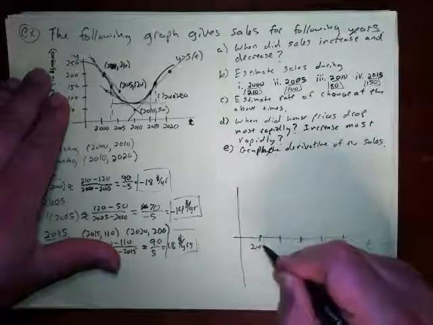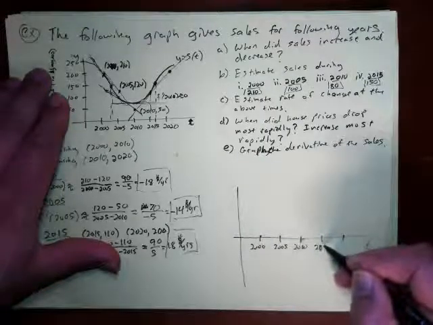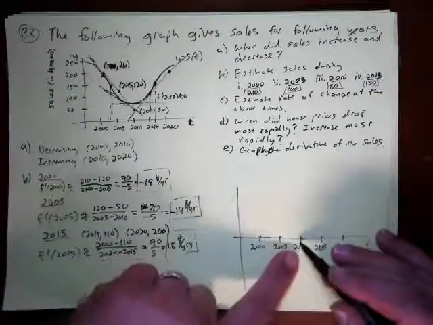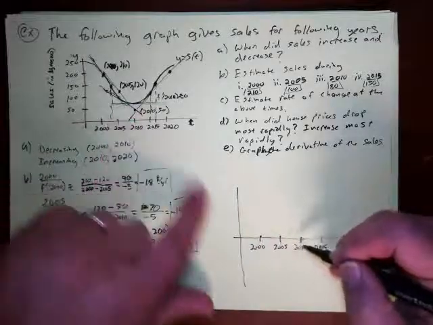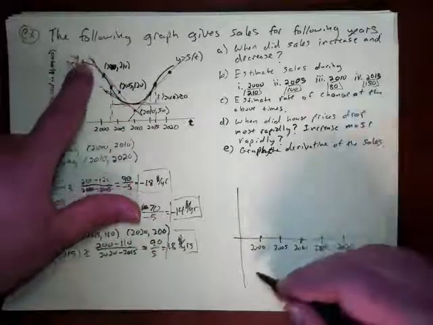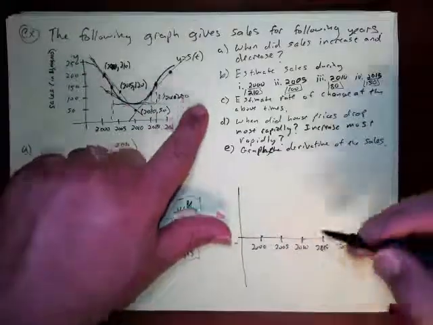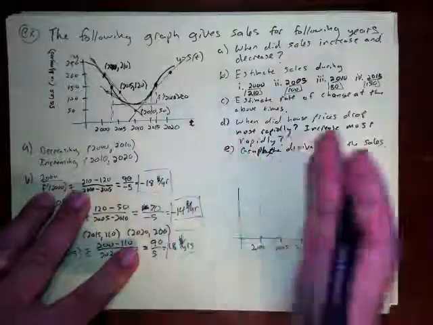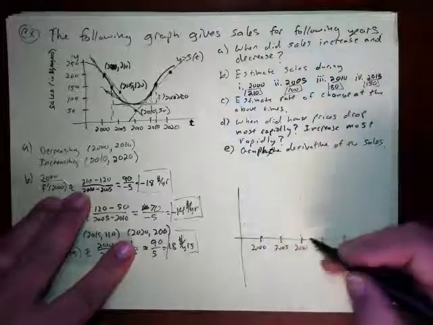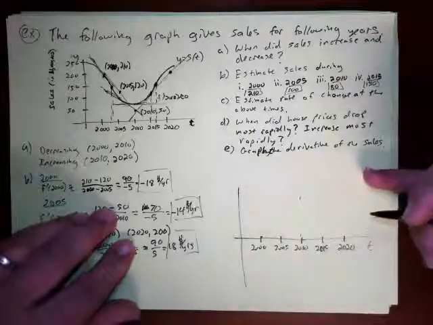So this would be 2000, 2005, 2010, 2015, and 2020. Okay, so at 2010, this is where your horizontal tangent line is. At this point, it's decreasing the whole time from the beginning, and then at this point it changes to increasing. So on this half, the graph is going to be underneath the axis, and on this half, the graph is going to be above the x-axis, or the t-axis. So it'll be down here, over here, it'll be up here.